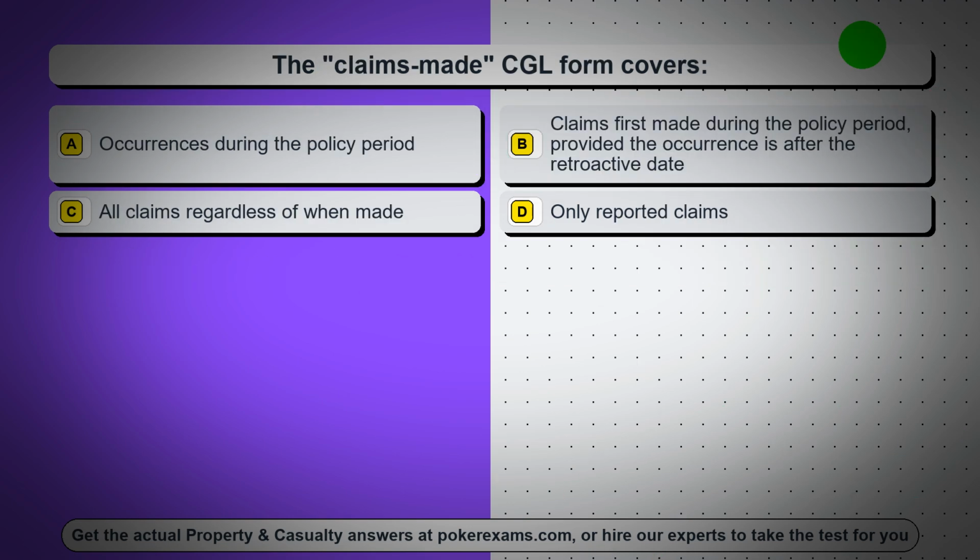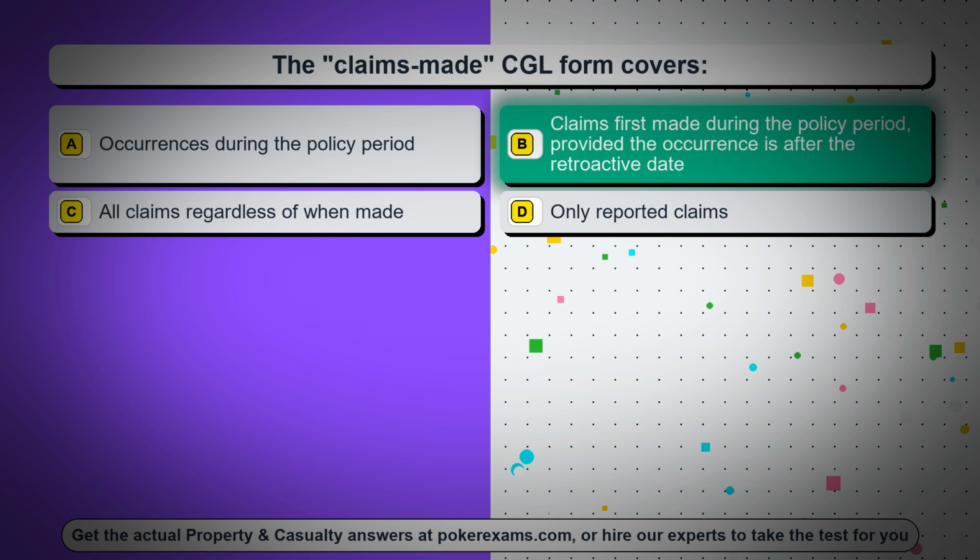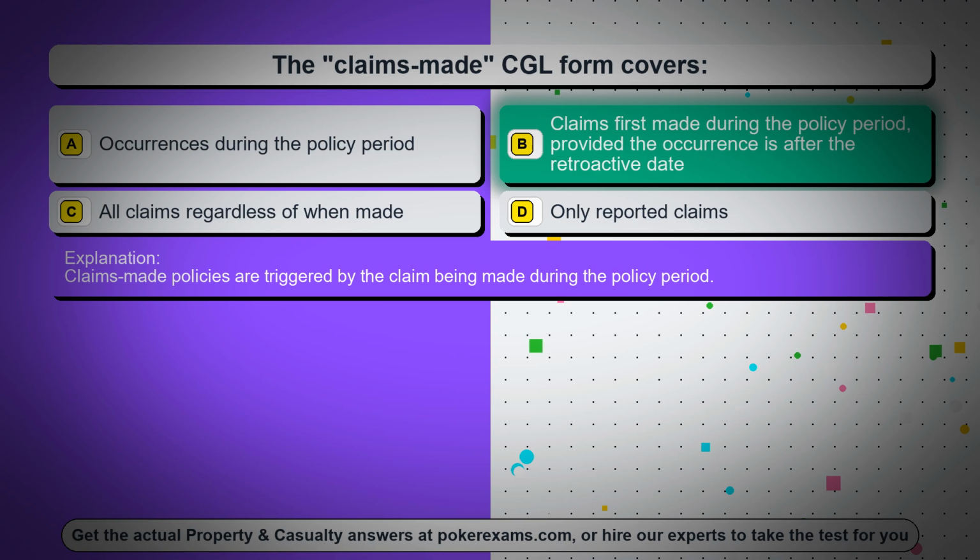Question 29. The claims made CGL form covers. Option A, occurrences during the policy period. Option B, claims first made during the policy period, provided the occurrence is after the retroactive date. Option C, all claims regardless of when made. Option D, only reported claims. The correct answer is option B, claims first made during the policy period, provided the occurrence is after the retroactive date. Claims made policies are triggered by the claim being made during the policy period.